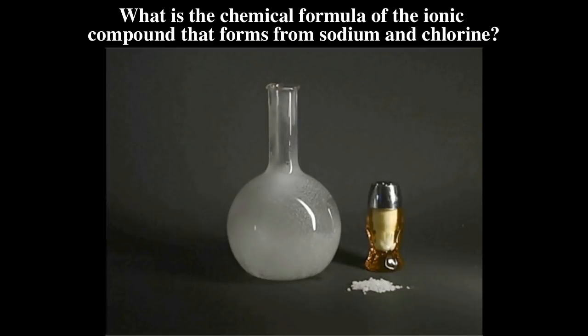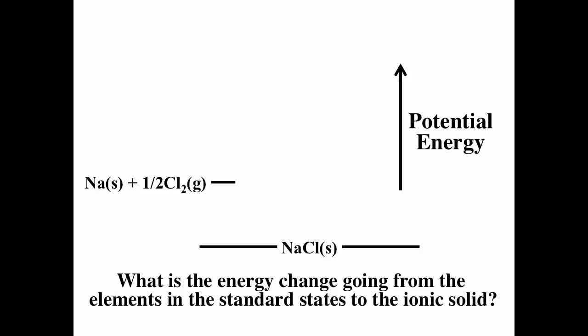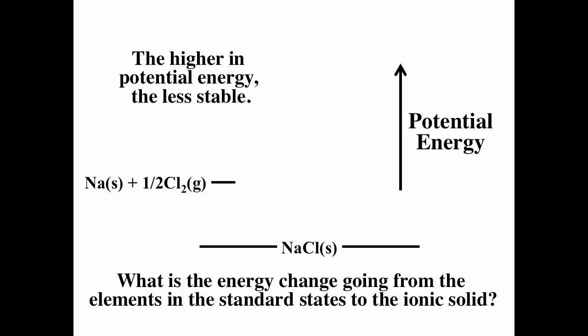And so we can think about the energetics of this reaction. Imagine that we're starting with the sodium metal and the chlorine gas. Those are the elements in their standard state. You should also remember the higher the energy, the less stable. And so if we want to go from the elements in their standard state, the sodium metal and the chlorine gas, to sodium chloride solid, it's going to take a series of steps.